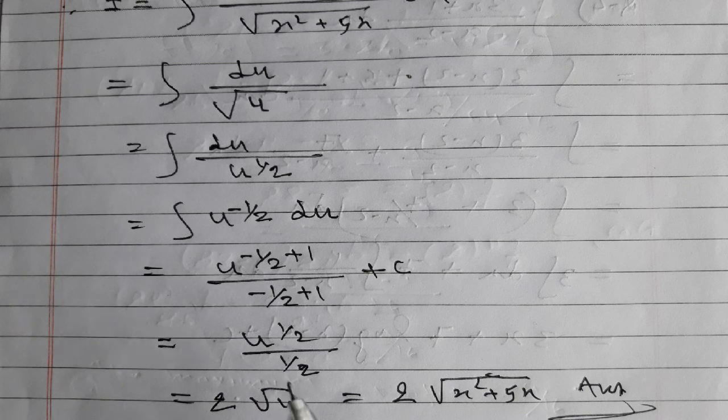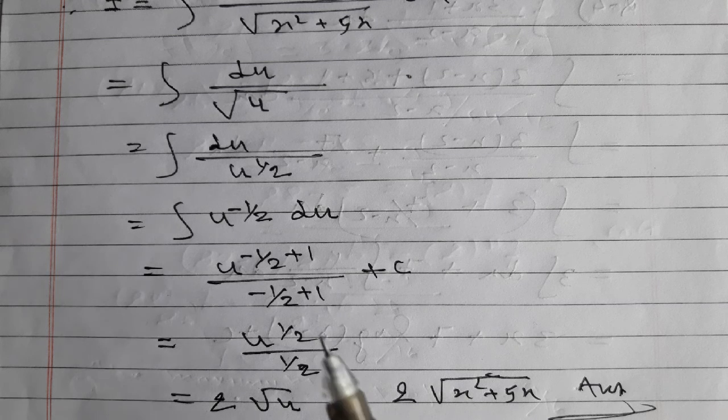Power 1 by 2 changes into root. Power 1 by 2 means square root. So square root of u, and 2 as it is. Now the last step. In the last step, we have to substitute the value of u. Because the second function x squared plus 5x we had supposed u, u is replaced by x squared plus 5x.